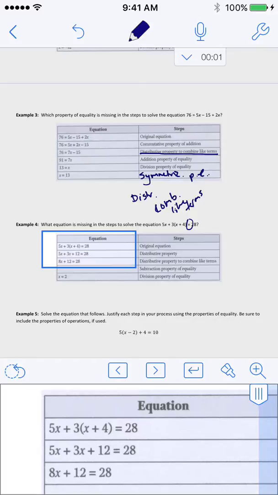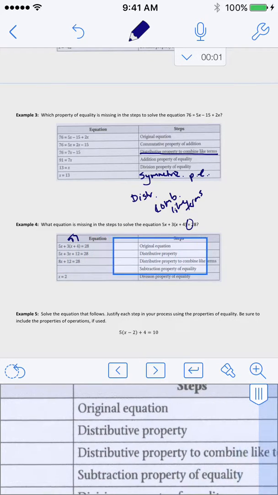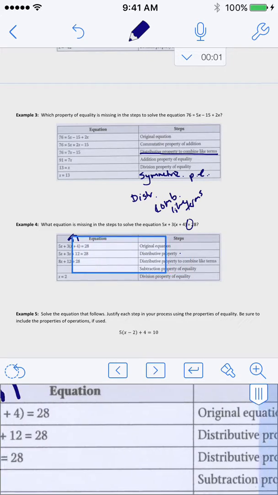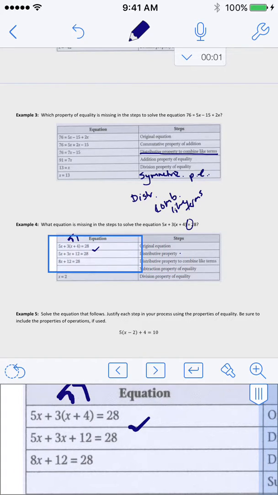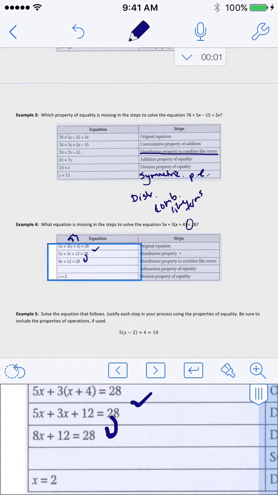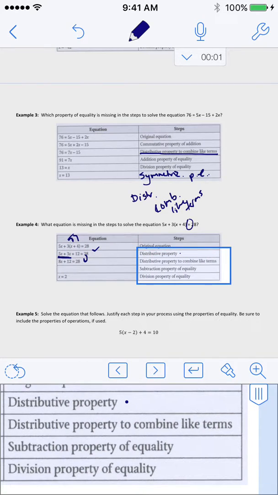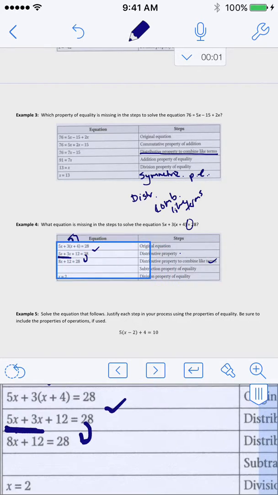We've got 5x plus 3 times x plus 4 equals 28. Looks like they first distributed, right? They distributed in that 3. And hopefully what they wrote down was distribution property. Ah, they did. Okay, good. So check on that one. The next one, from here to here, it looks like they combine these guys to get 8. So it should say distribution property to combine like terms. Hopefully it does. Distribution property. Good. Check.